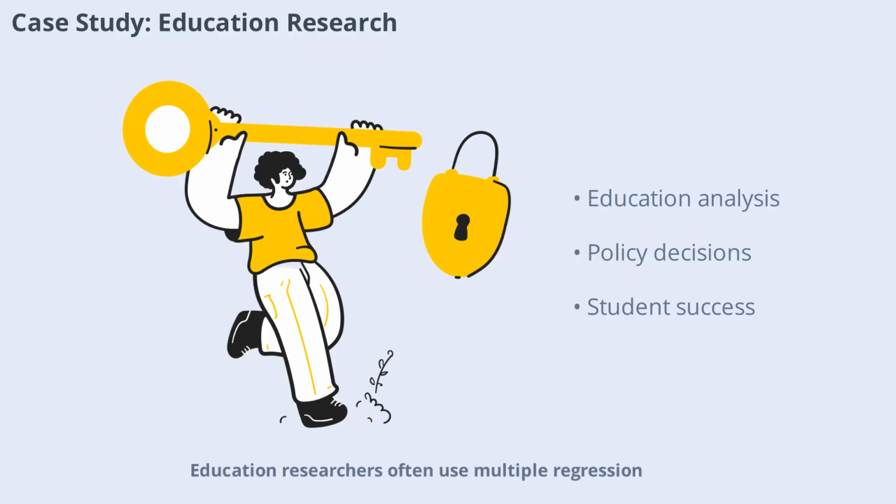Education researchers often use multiple regression to explore how variables like class size, teacher experience, and school funding impact student achievement. This helps policymakers and educators make informed decisions about resource allocation and teaching strategies to support student success.